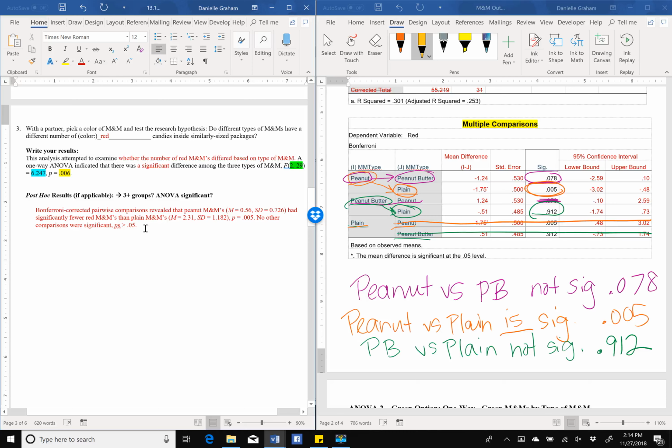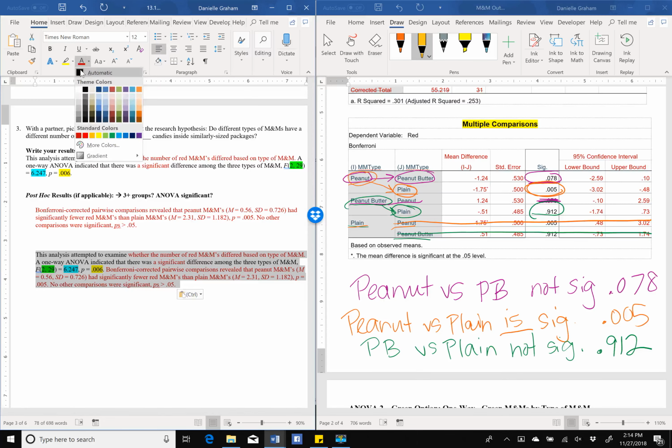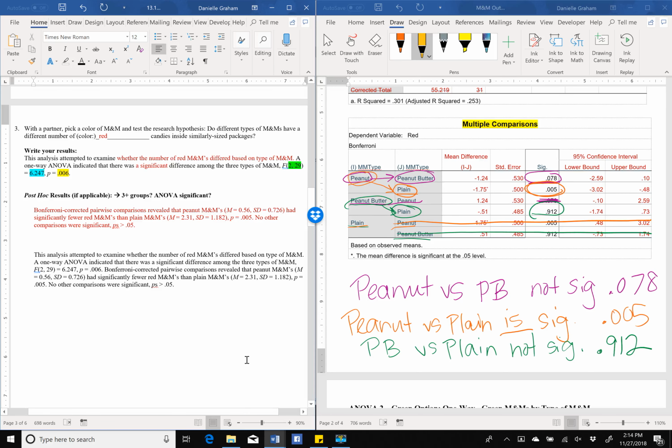So that would be our entire write-up. We could put these both together. If you were writing up this analysis somewhere, then your entire write-up would look like that, right? Minus all the highlighting. And that's the official write-up for red M&Ms.